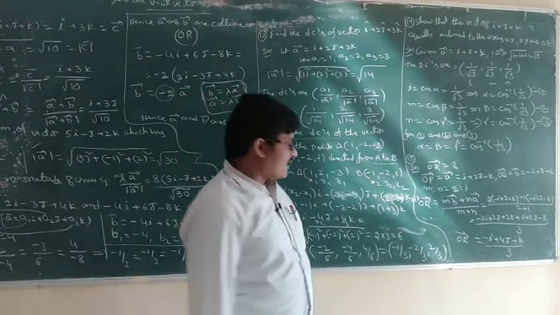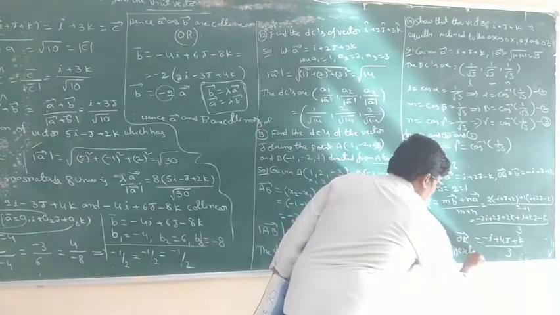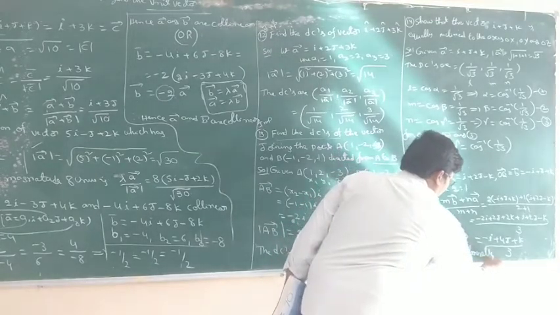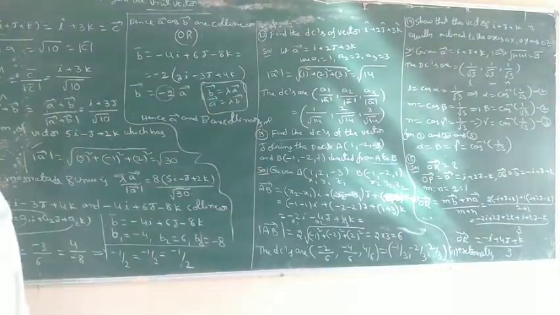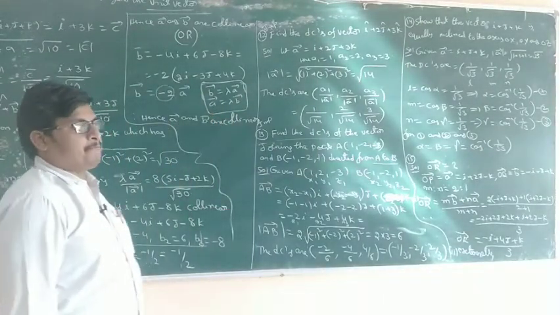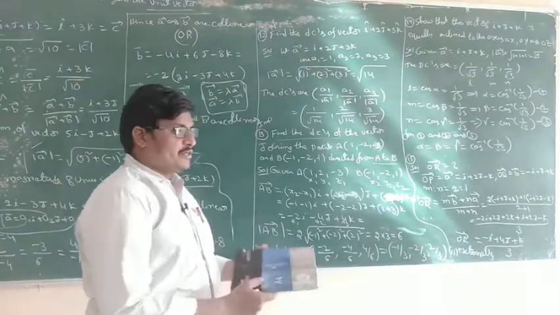What is the first bit? Internally. So what is the second bit? Externally. The second bit is externally, so the externally formula is (m B bar minus n A bar) by (m minus n). This is the 15th problem, second bit, homework.